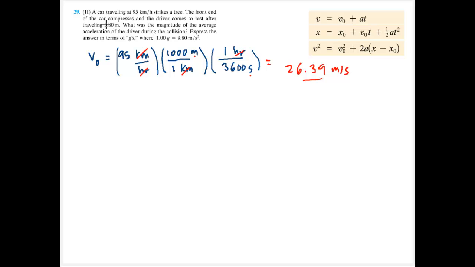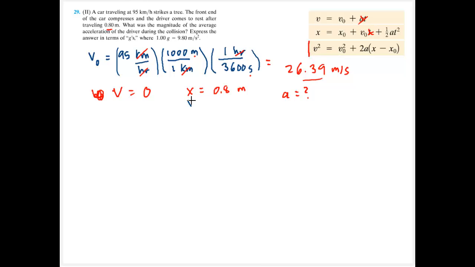I know that the car is going to come to rest. I know the final velocity, v, is now going to be equal to 0. I know the distance that it traveled is going to be equal to 0.8 meters, and I'm asked to find what the acceleration is. Similar to the last problem, this one is in time, this one's in time, so this is the one I probably want to go for.